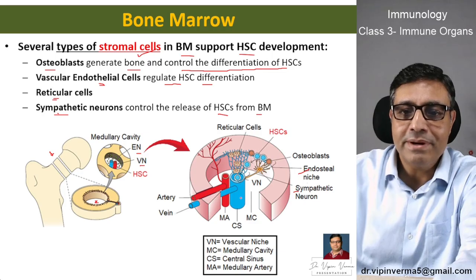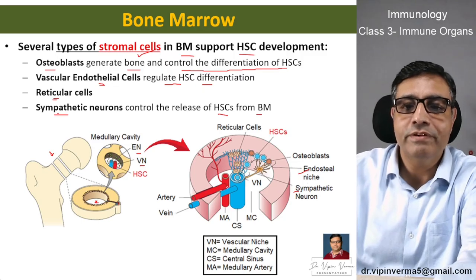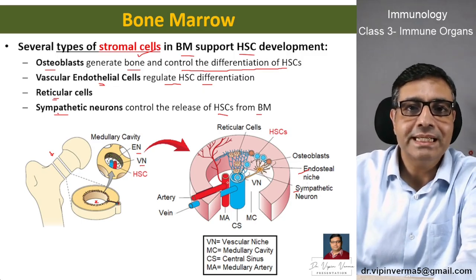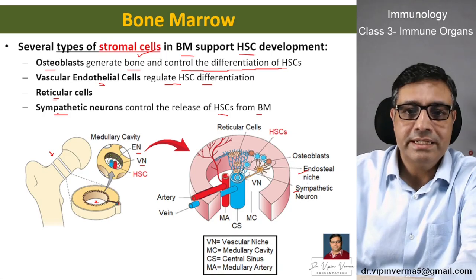And then we have the medullary cavity. This whole cavity is the medullary cavity, and in it you can find the central sinus. This is the bigger part, the central sinus, where everything is drained, and then it goes outside the cavity. Then you have the medullary artery, which supplies the blood along with the different growth factors and cells. So this is how the structure is organized.